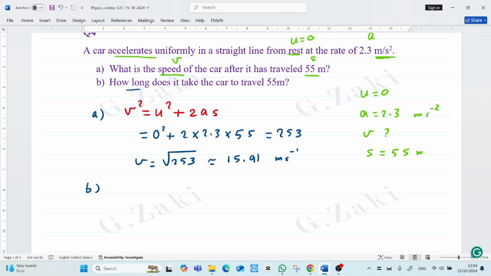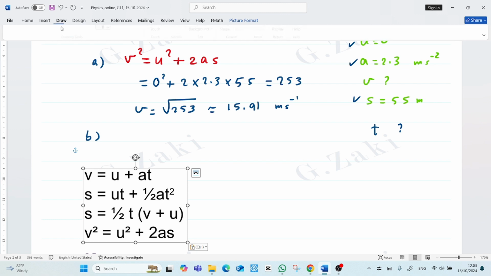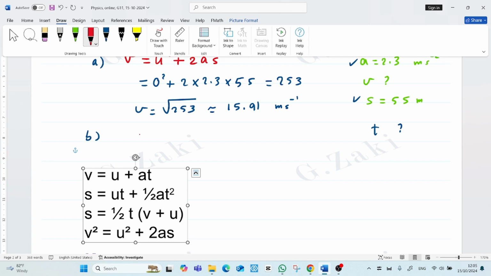Now, what about part B? How long does it take to travel 55 meters? So we need the time. Then we have the same given here. We have U, A, S, and we need T. Then we use the second formula. Then the formula that we can use is that.